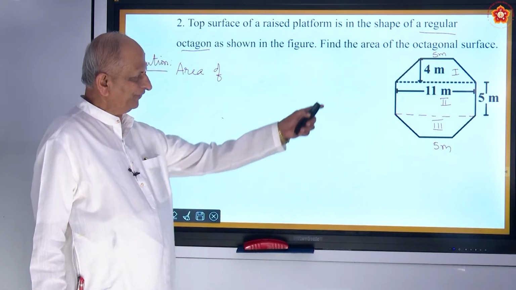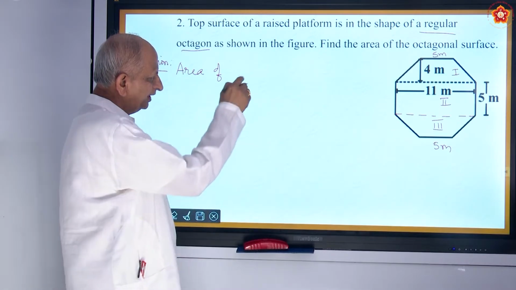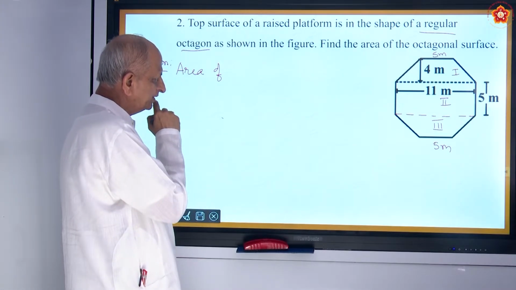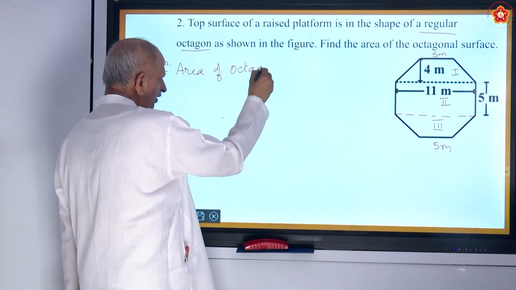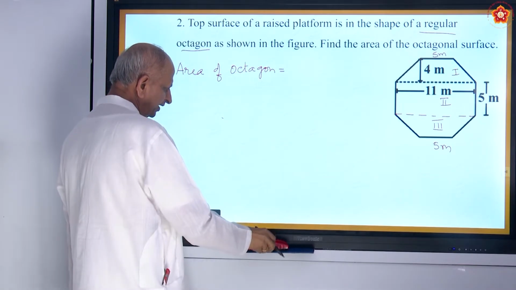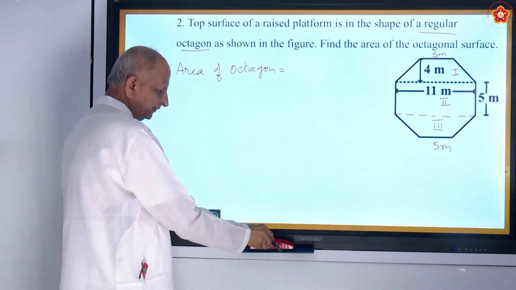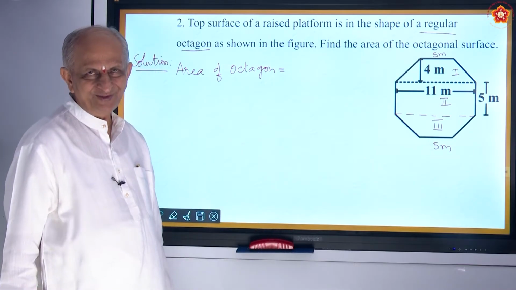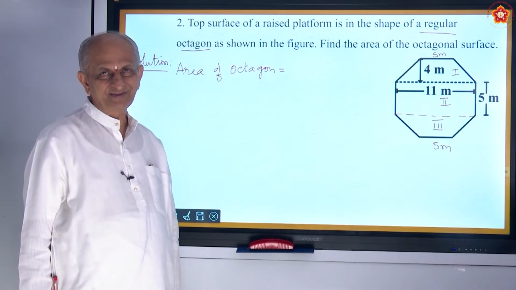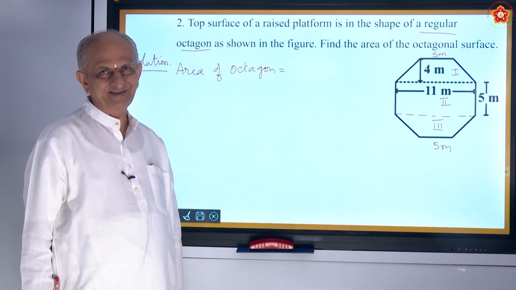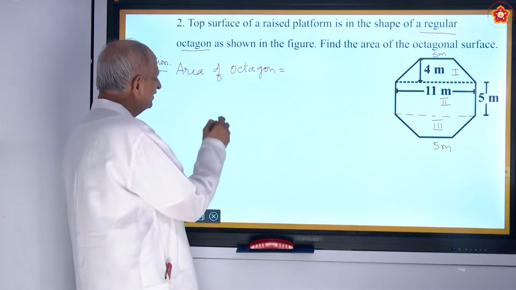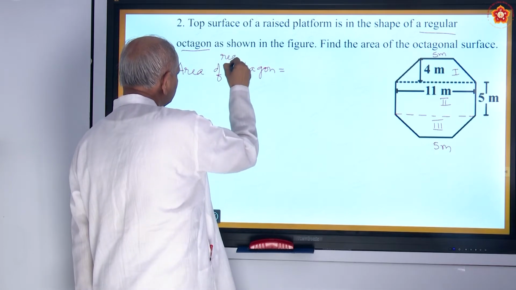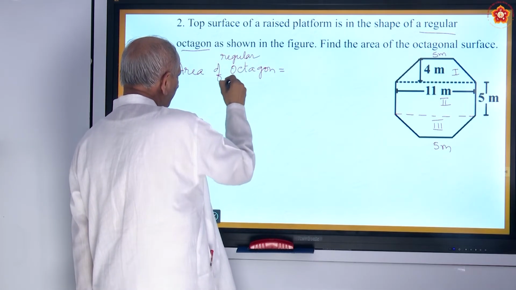Started? But draw the figure. In the trapezium, height is given as 4 meters. So area of octagon. Octa means 8. Hexa means 6. Penta means 5. What do you call it for 7? Hepta. 9, Nona. 10, Decagon. So area of a regular, that word is very important, regular.